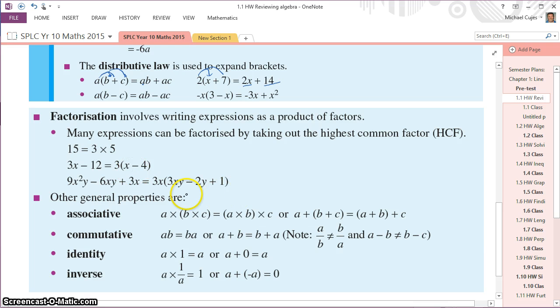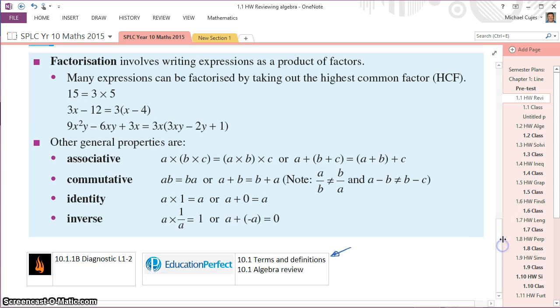The same one down the bottom there, you can see 3, 6 and 9. The greatest common factor of 3, 6 and 9 is 3. X squared y, x, y and x, they all have x as a common factor, so that's why 3x was the greatest common factor. The remaining factors for each term go inside the brackets.